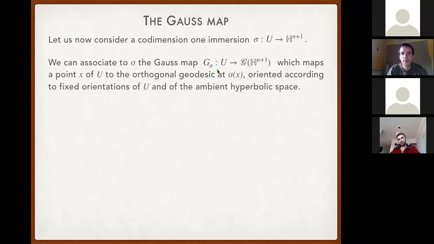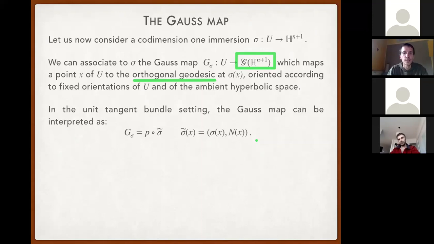Well, this is just a map which takes a point of U and associates to this point the orthogonal geodesic at sigma of x, and we have to pick an orientation. But let's say that U is oriented, we take an orientation of H to the n+1, and therefore we can also induce an orientation of the geodesic. And so this gives an element of the space of oriented geodesics. It's basically just the Gauss map, right? The orthogonal geodesic at every point.